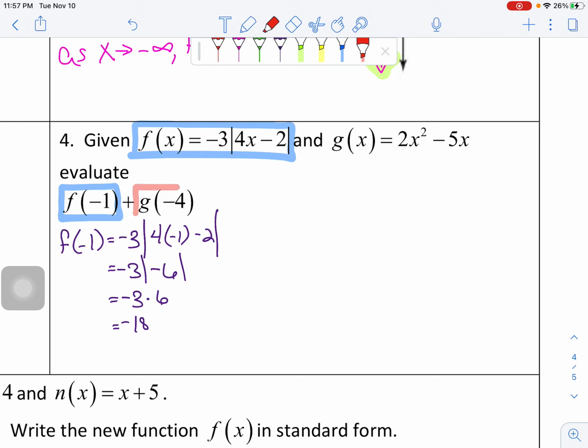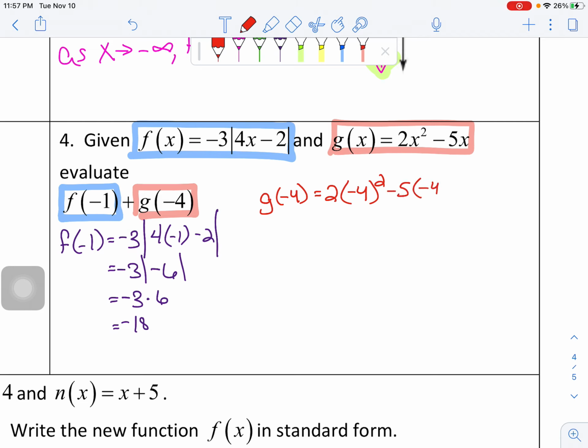And I am going to focus instead on g of negative 4. So that means I'm going to use this g function right here. And every place I have an x, I am going to replace it with a negative 4. So g of negative 4 is equal to 2 times negative 4 squared minus 5 times negative 4.